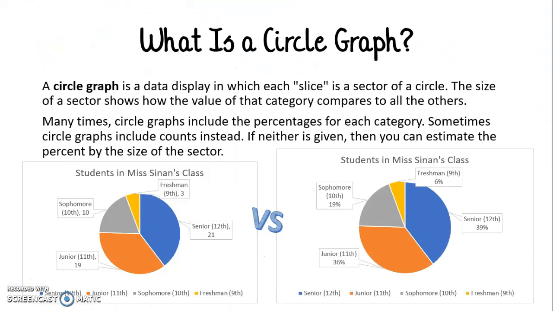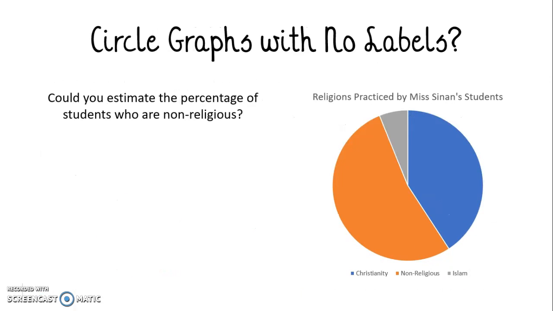So a circle graph is a data display in which each slice, as you can see here in our photos, is a sector of a circle. The size of a sector shows how the value of that category compares to all the others. Many times, circle graphs include the percentages for each category, as you can see here in our photos as well. Sometimes circle graphs include counts instead, and you can see that in the photo on the left, we have our counts, and on the right-hand side, you can see we have our percentages. There are also situations where neither will be given, and then you can estimate the percent by the size of the sector, like shown here.